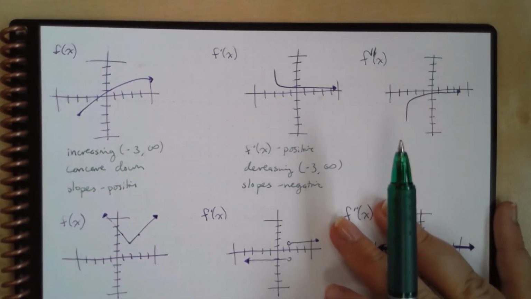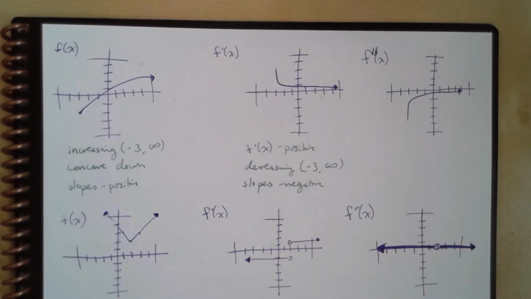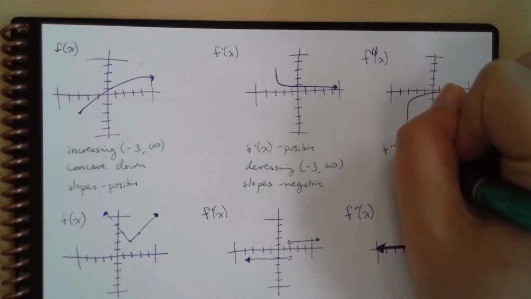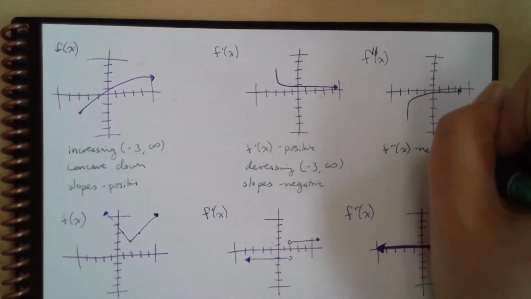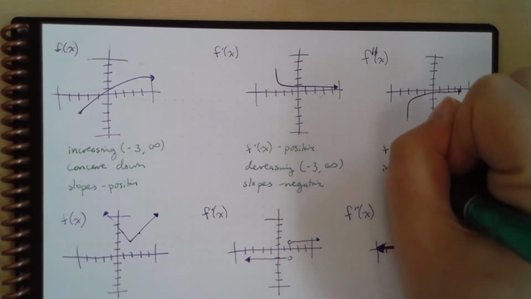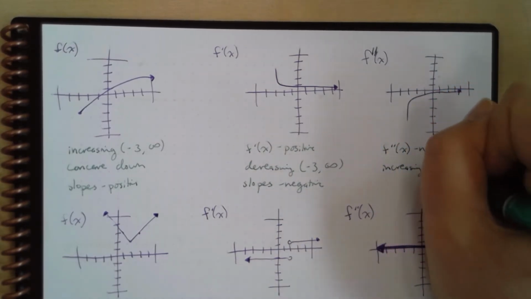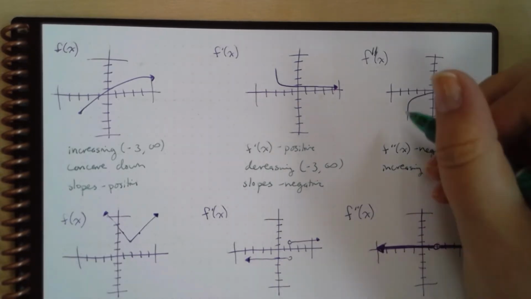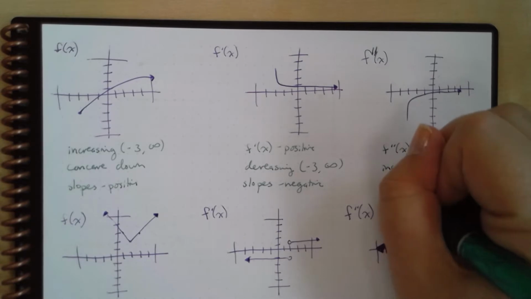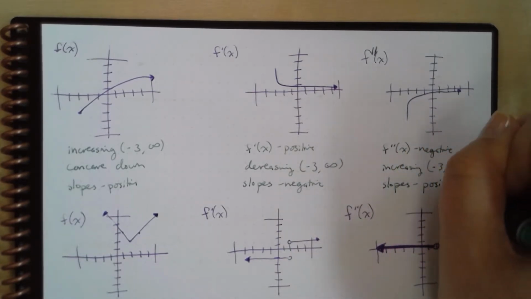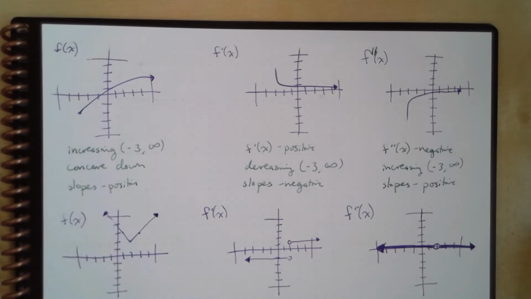Now let's look at f double prime of x. Here, it's negative, right? f double prime of x is negative. But it's actually increasing from -3 to infinity. And again, if I drew my slopes, these would be positive. Just a good way to see the relationship between these. Let's look at another set.